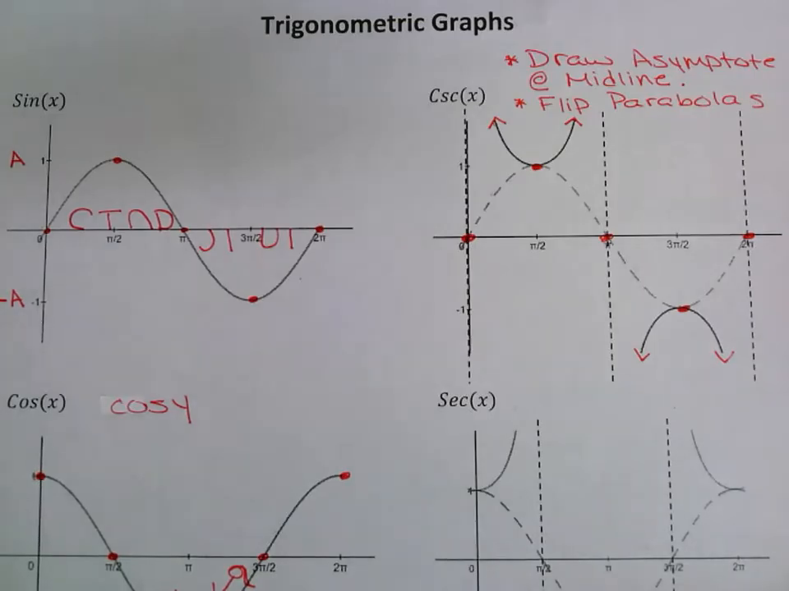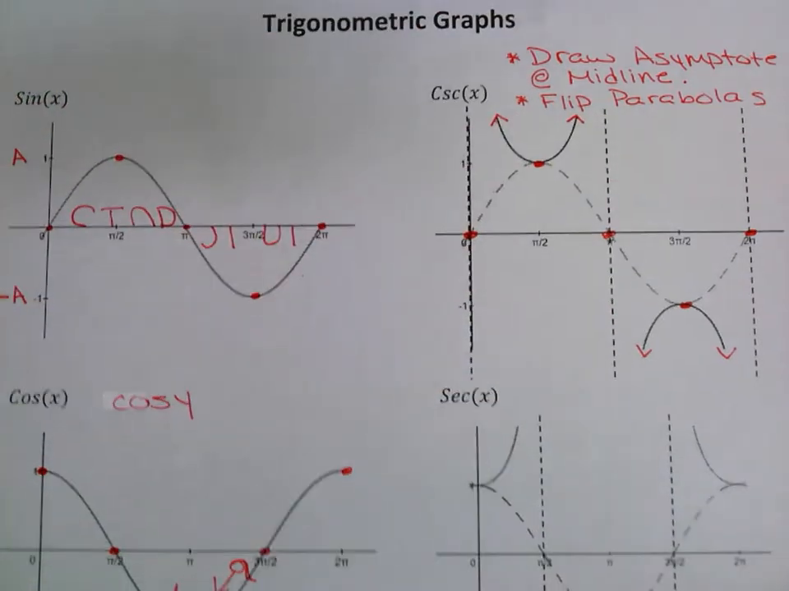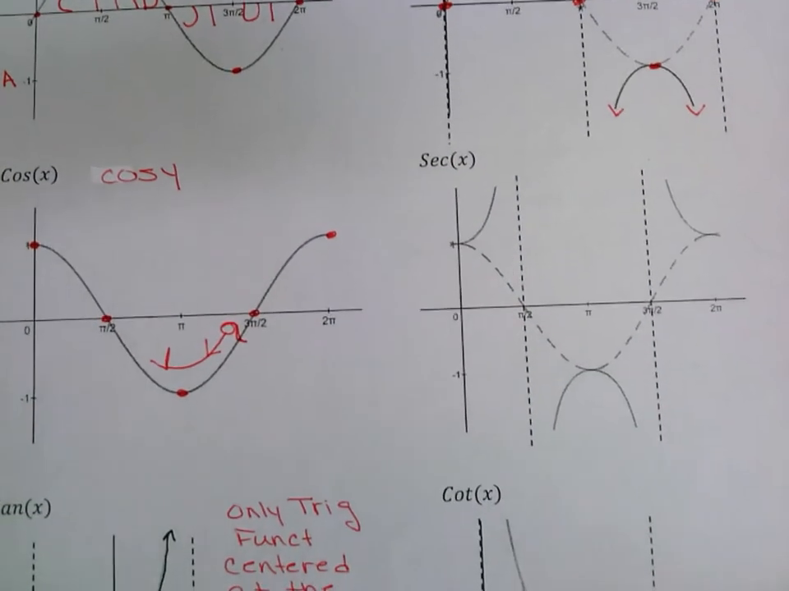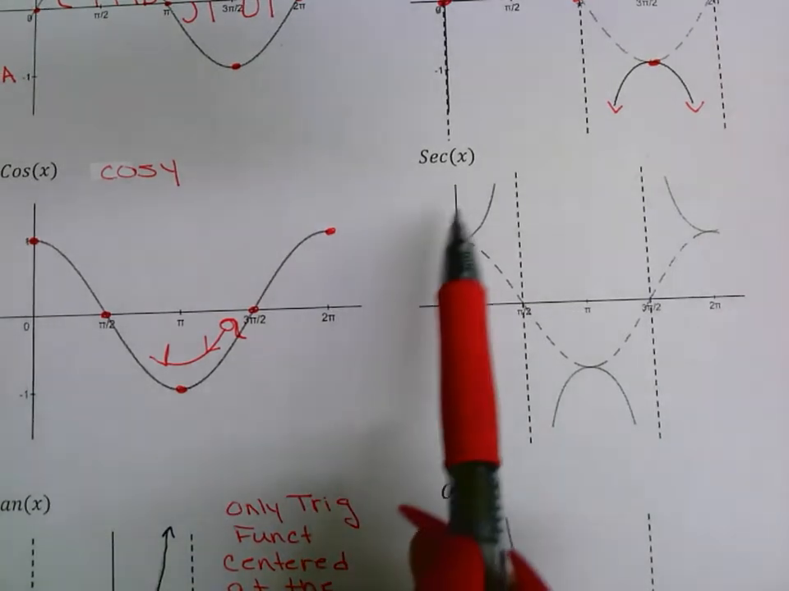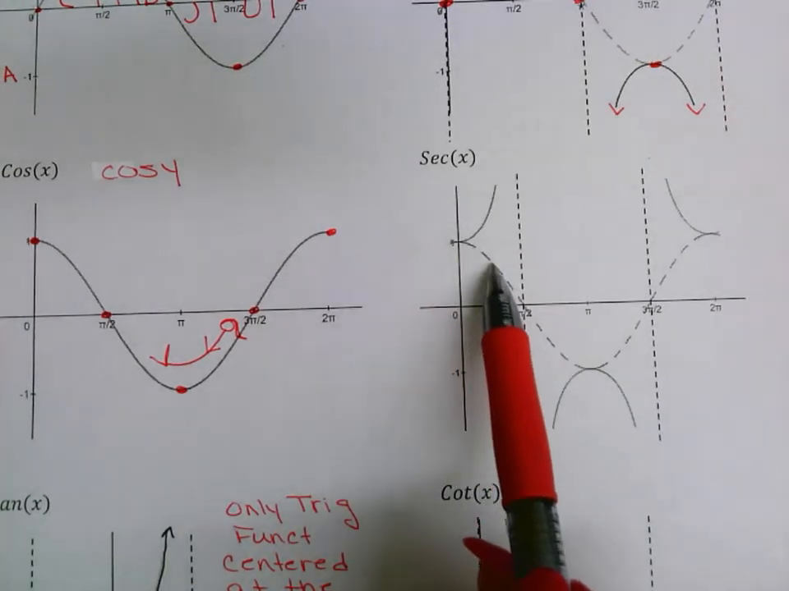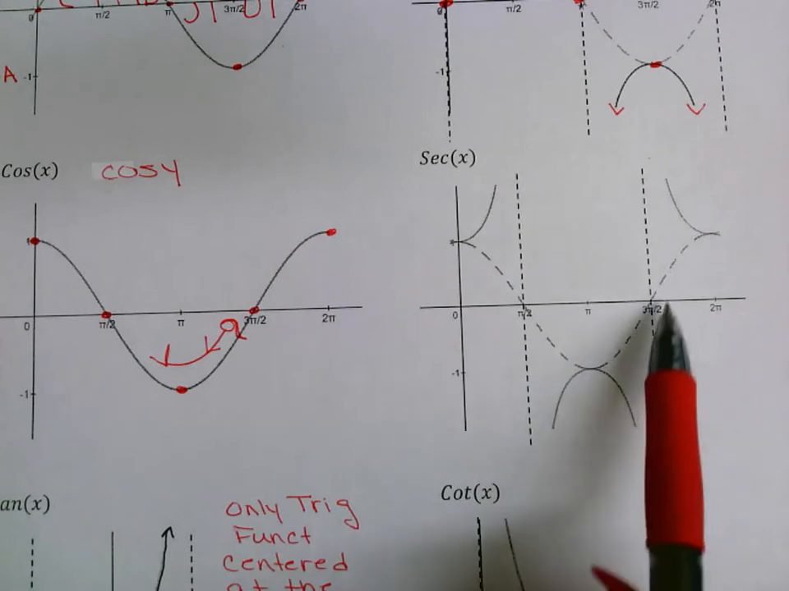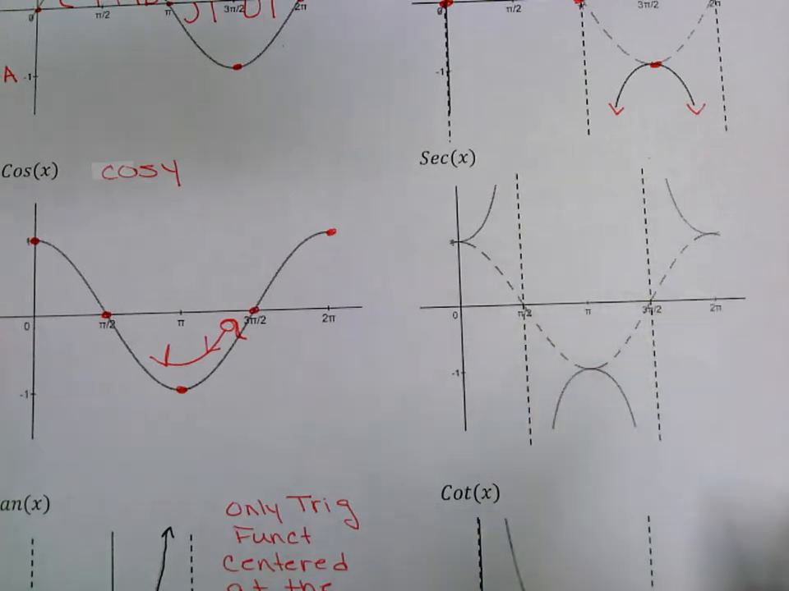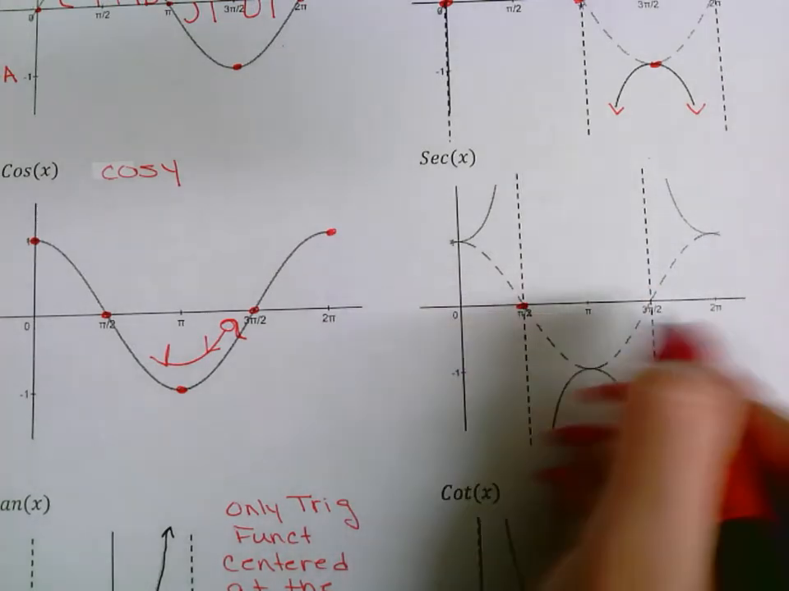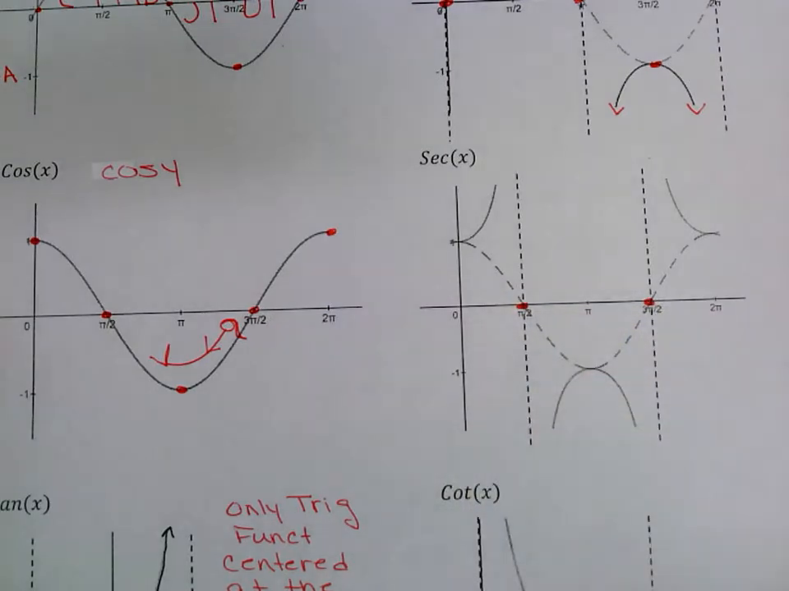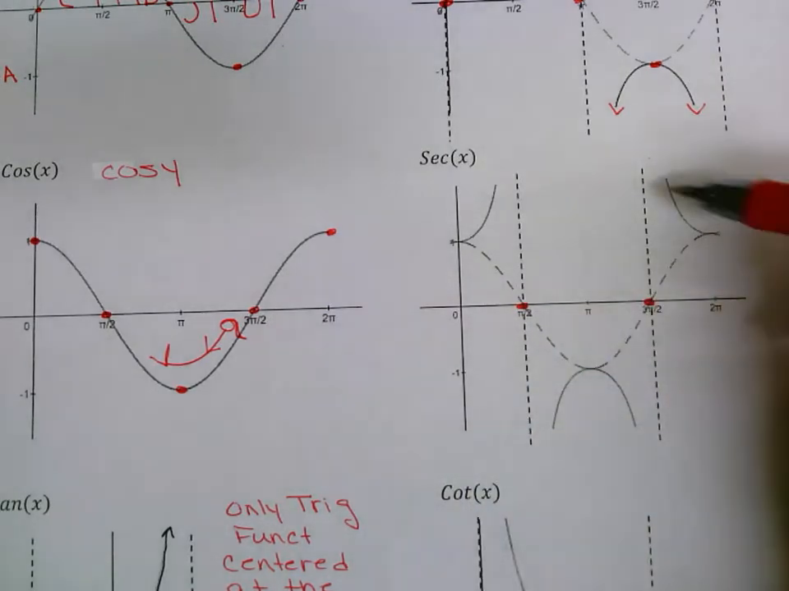All right, so let's move on to secant. Once you learned that system, how sine works with cosecant, the same exact thing here happens with secant. So I'm going to draw secant dotted as if it were a cosine graph. Cosine only hits the midline twice, where sine hit it 3 times. So that's why this one only has 2 asymptotes. So I draw the asymptotes at the midline.